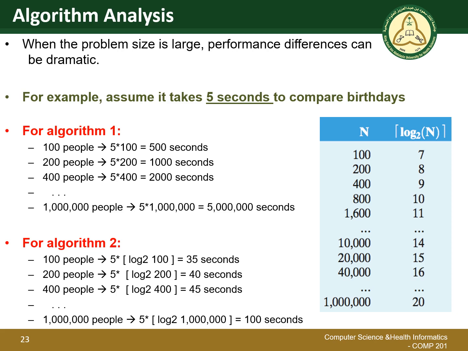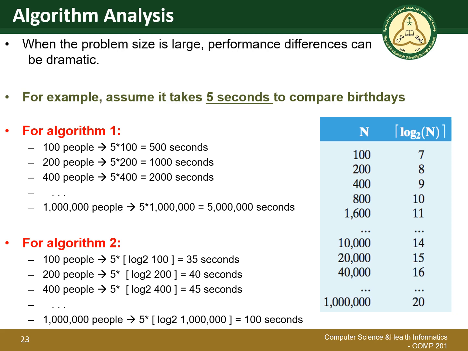So 100 people, that means the number of rounds will be log of 100 base 2. There's no need to calculate it, we will get it from the table. So log 100, the number of people, equals 7. So 7 rounds. Each round costs 1 comparison and the cost of a comparison is 5. So 5 multiplied by 7 equals 35 seconds.